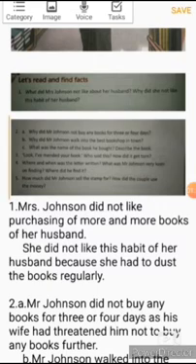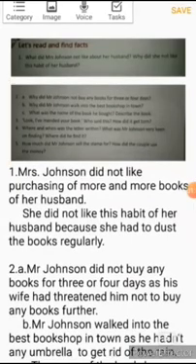What did Mrs. Johnson not like about her husband? Why did she not like this habit of her husband? Now see the answer. Mrs. Johnson did not like her husband purchasing more and more books. Next, you will change the paragraph because there are two parts to the question. She did not like this habit of her husband because she had to dust the books regularly.